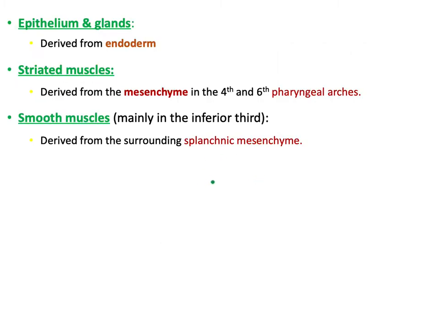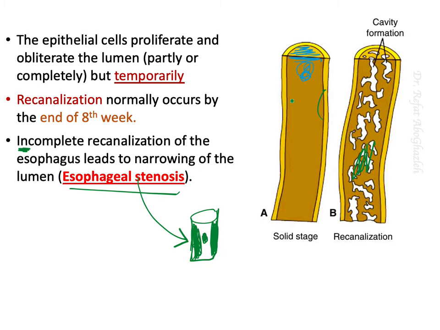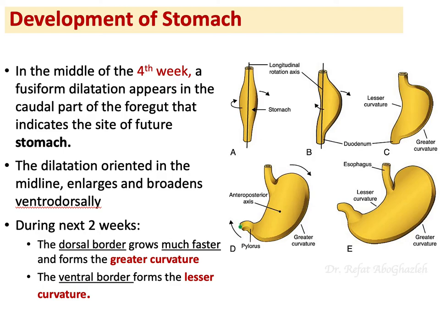Now, of course, maybe you know that the epithelium and the glands inside the esophagus, as a muscular tube lined with epithelium, come from the endoderm, and striated muscle, especially in the upper part, comes from the fourth and sixth pharyngeal arches, while the smooth muscle in the lower, the inferior third, is derived from splanchnic mesenchyme.